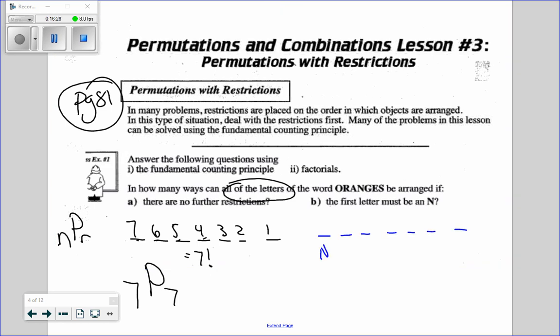So how many N's are there in the word oranges? 1. So you've used the letter N. You can't use it again. How many letters do you now have? How many Scrabble tiles do you now have left in front of you? 6. So this would just be 1 times 6 factorial, or 1 times 6P6. Now what's 1 times anything? So you could just shorthand it to that.